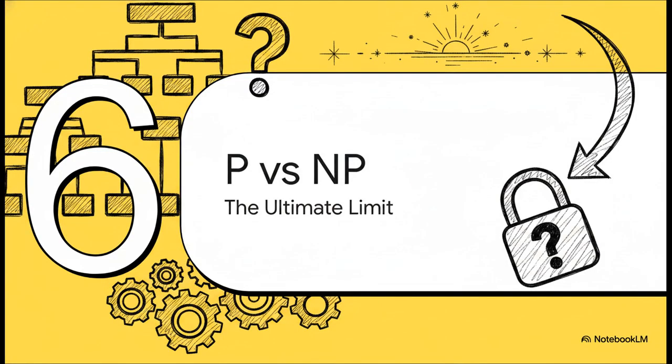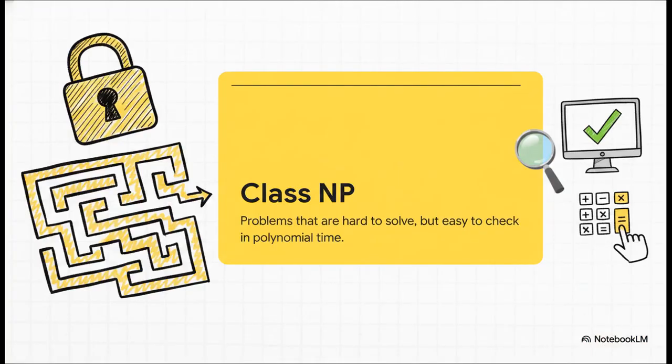And finally, Section 6, the ultimate limit, P versus NP. Okay, we are going to zoom way out now. Let's step back from our specific coding tools and look at the absolute horizon of computer science, exploring the universal boundaries of what we can actually compute.